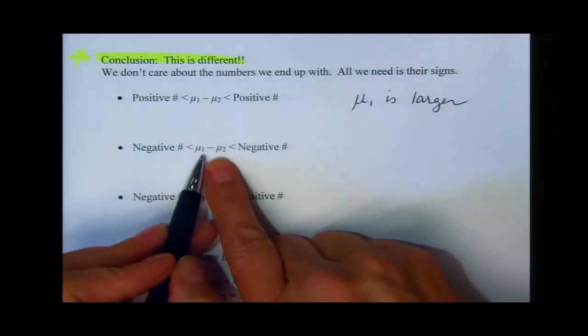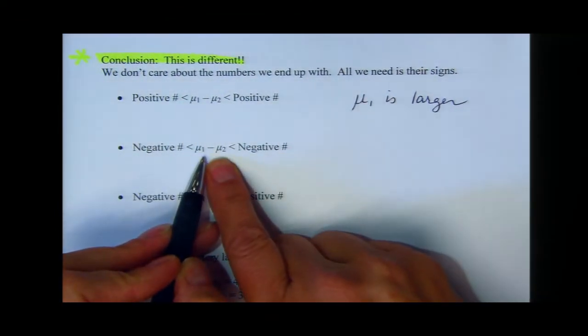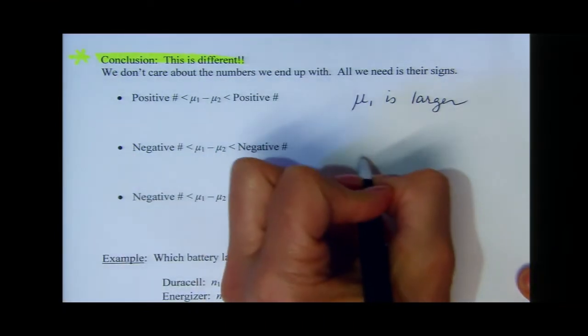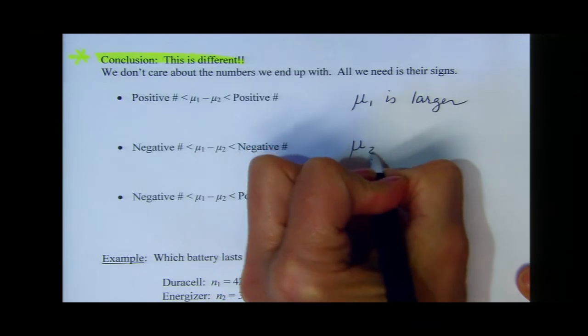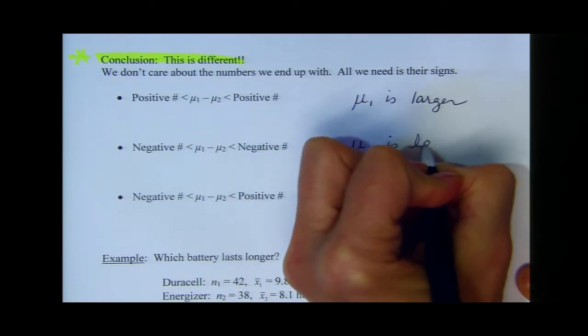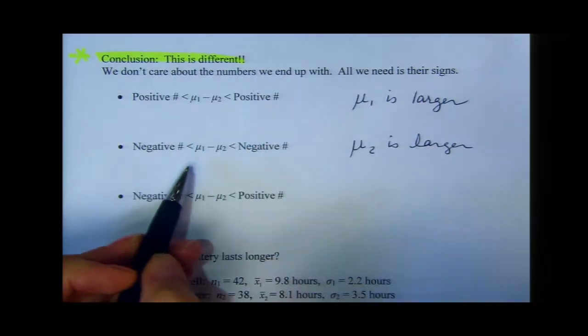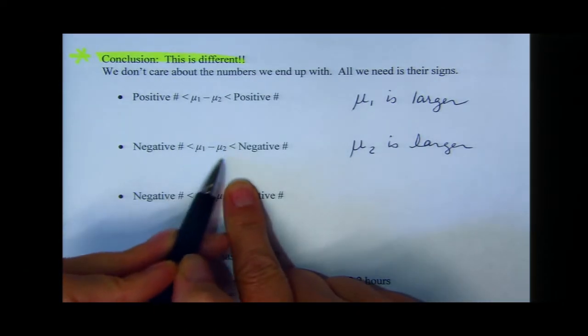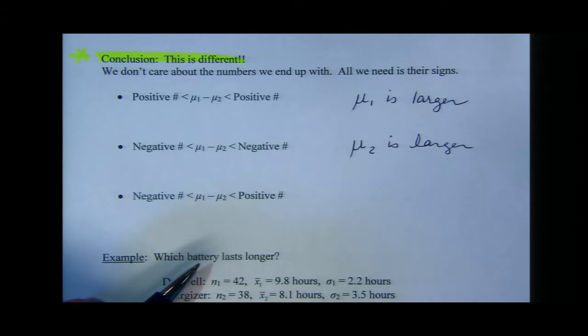When you subtract two numbers and you always get a negative answer, that tells me that the mean in set 2 is always larger, because a smaller number minus a larger number always yields a negative solution.